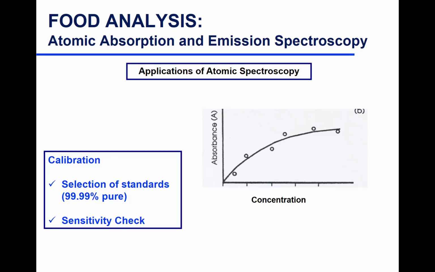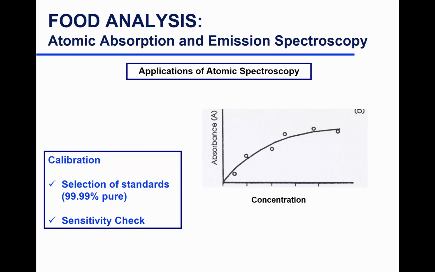Calibration is very important. Like I said, we select really high purity standards, and we want to make sure that we don't get a graph like this. We don't want any plateauing. Then your sample, if it's up here, won't be detected accurately, because this is not a linear relationship. So you want to select concentrations where you do have a linear relationship, and you plot a linear line and get the equation of the line.